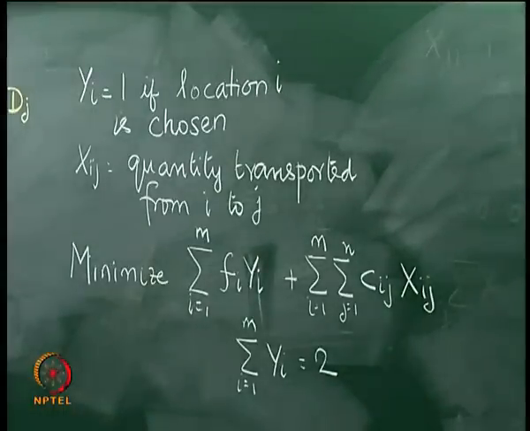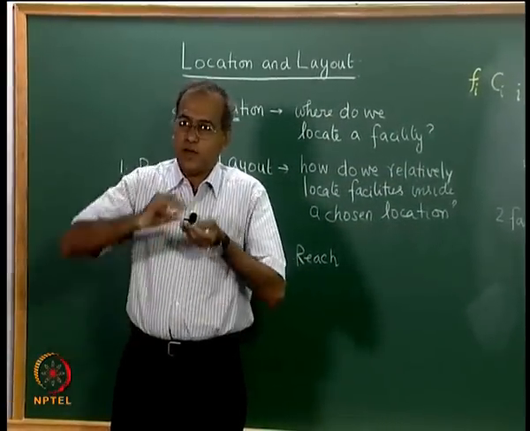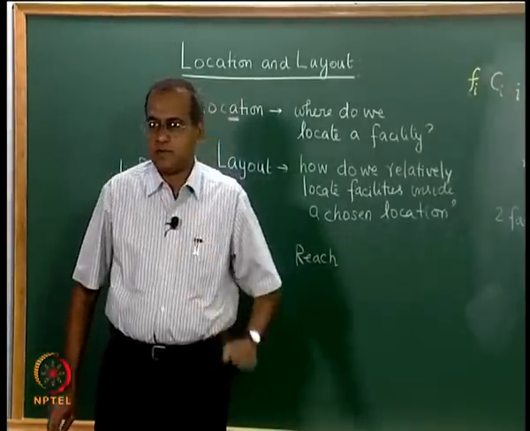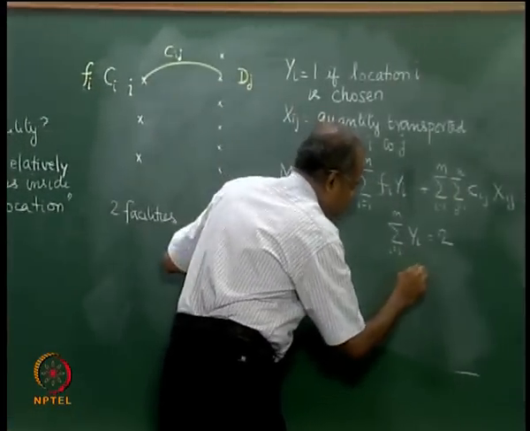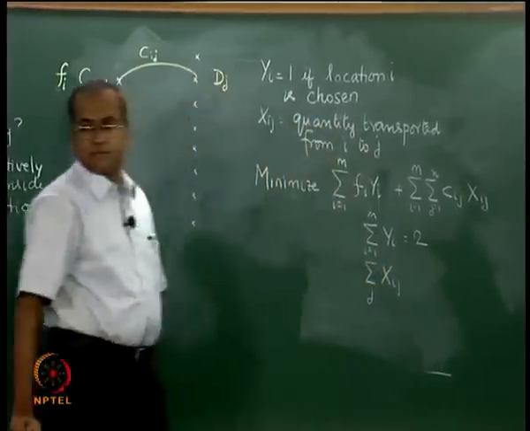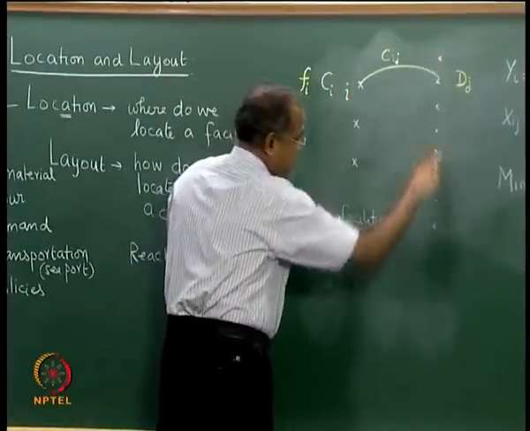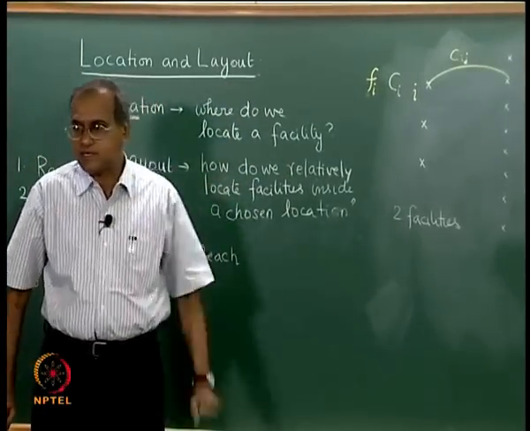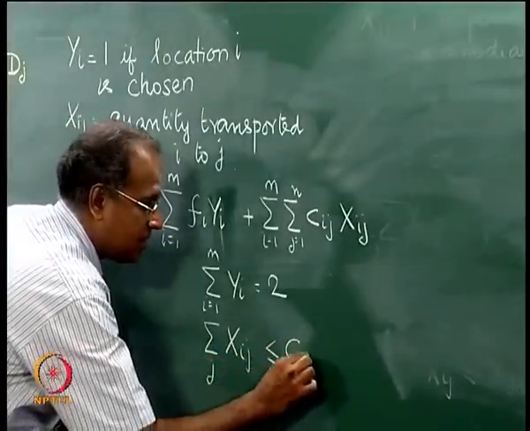Now with every facility there is a capacity Ci. So whatever goes out of the facility should be less than or equal to its capacity. So if we take this facility, then Xij summation over j, whatever goes out of this to the various destination points should be less than or equal to its capacity. So this should be less than or equal to Ci Yi.